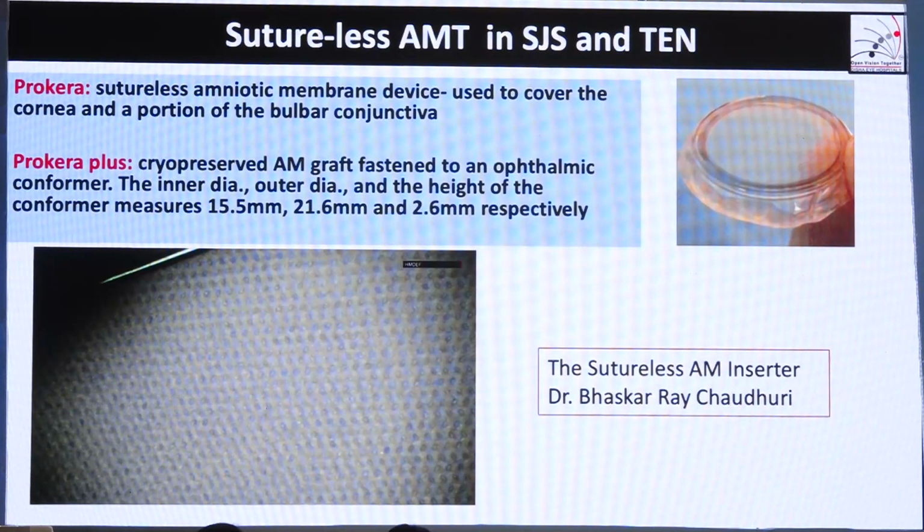Sutureless AMT, that is this ProKera. So what is ProKera? This is basically amniotic membrane spread over a polycarbonate ring. And for ProKera, this polycarbonate ring may be, in infants, 15 millimeter, and in adults it is 16 millimeter outer diameter. And ProKera Plus is the cryopreserved amniotic membrane which is fastened to an ophthalmic conformer. The inner diameter is 15.5, outer diameter is 21.6, and the height of the conformer is 2.6.